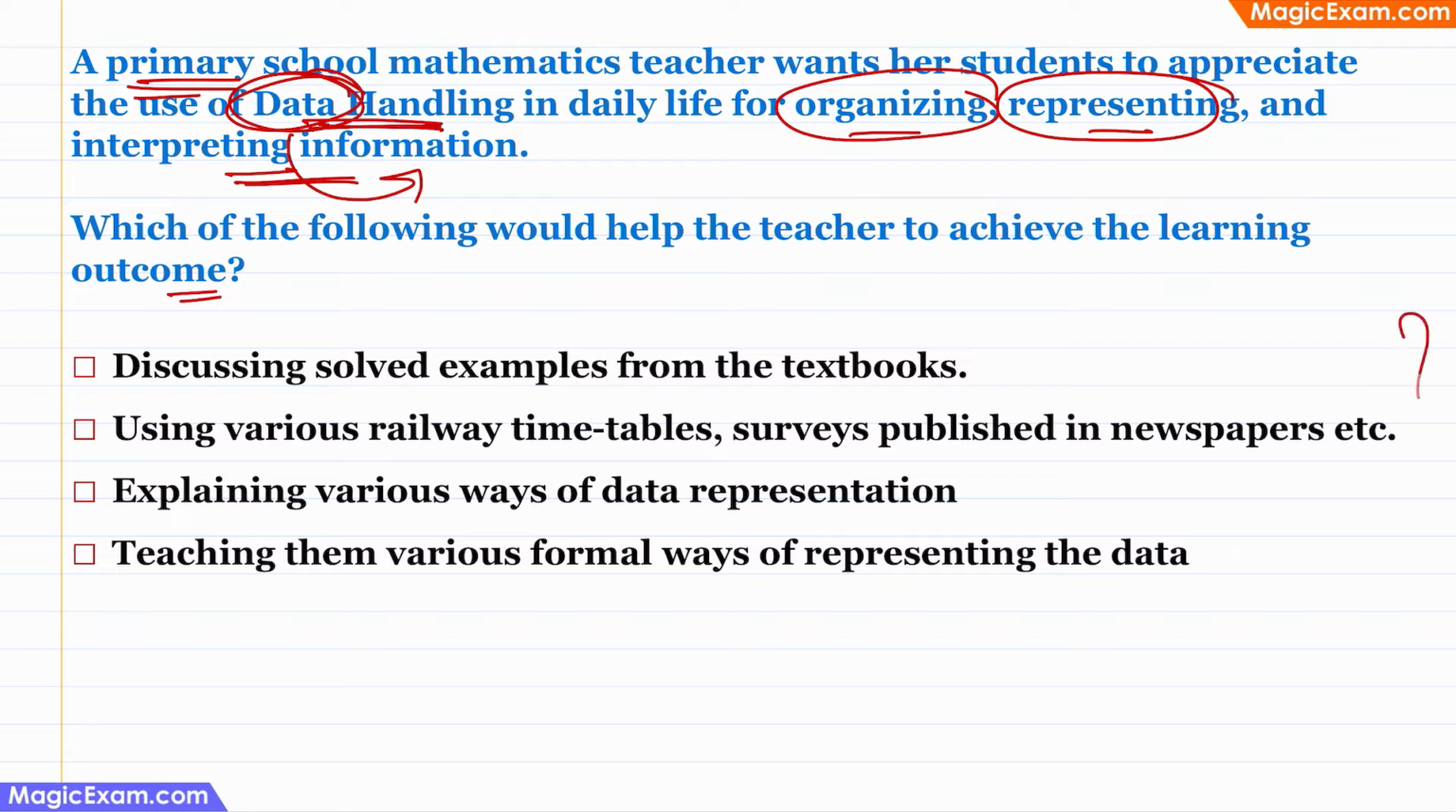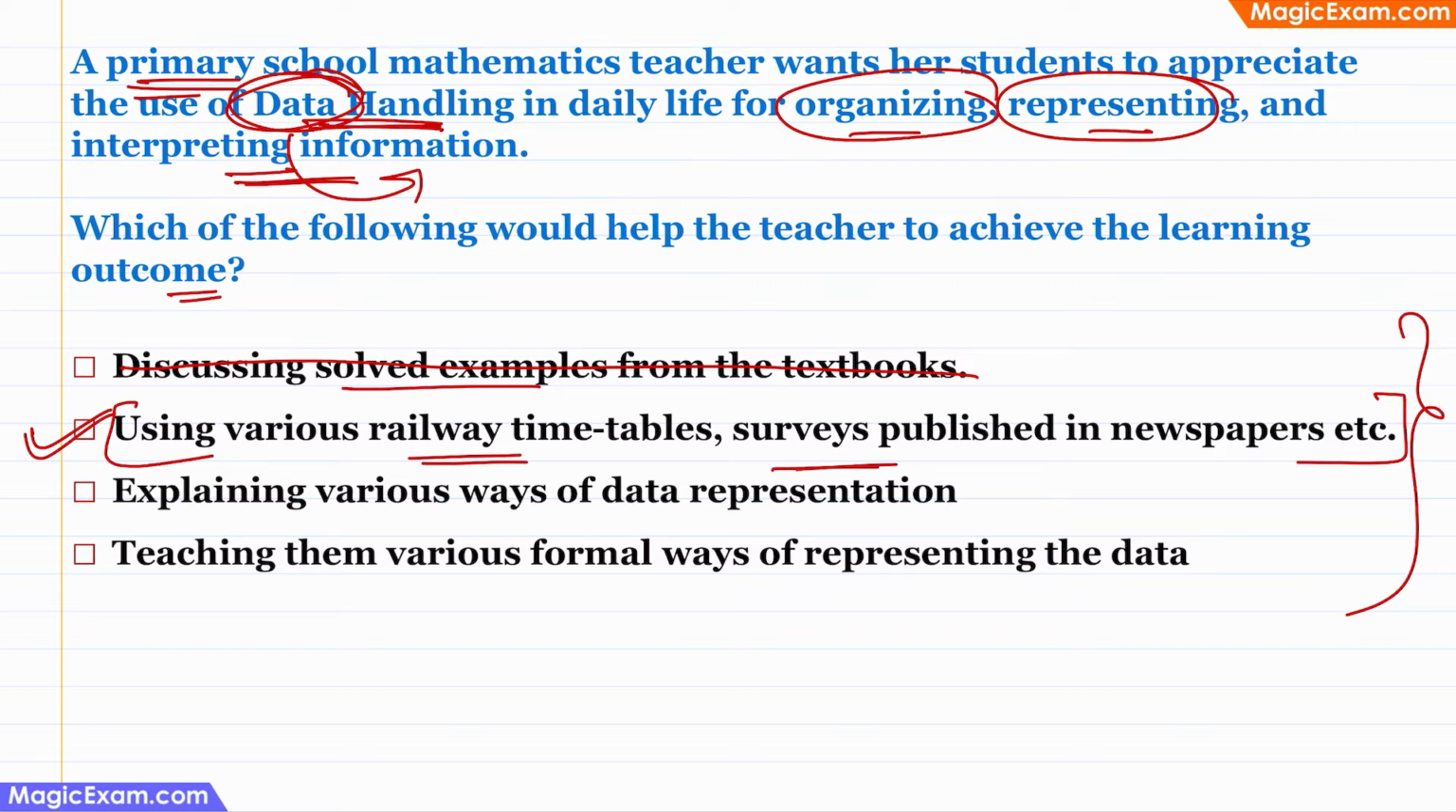So when you look at all the 4 statements, the first one says discussing solved examples. Now, solved examples are good, but these are not real life examples. These are just something given in the textbook. So let us not use this. Next, using railway timetables and surveys published in newspapers. So these are real life examples, right? Therefore, statement 2 or option 2 seems to be the best option.